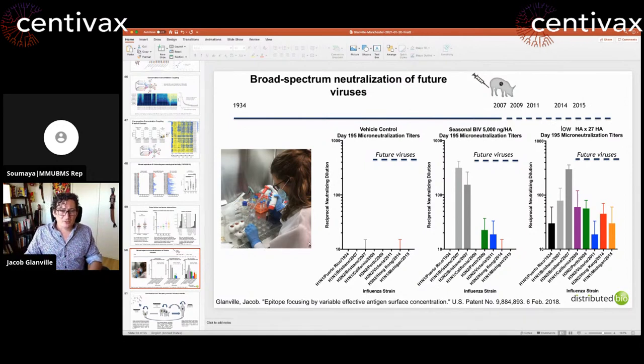So what we showed with our approach, we pretended it was 2008, so we only used variants from before 2008, and then we tested our vaccine against future variants and deep past variants.